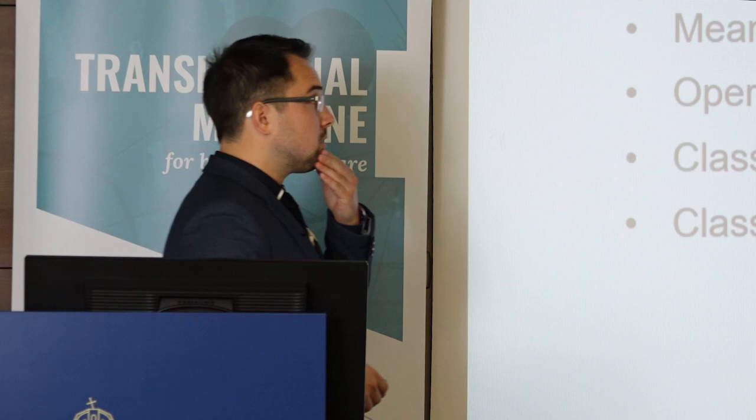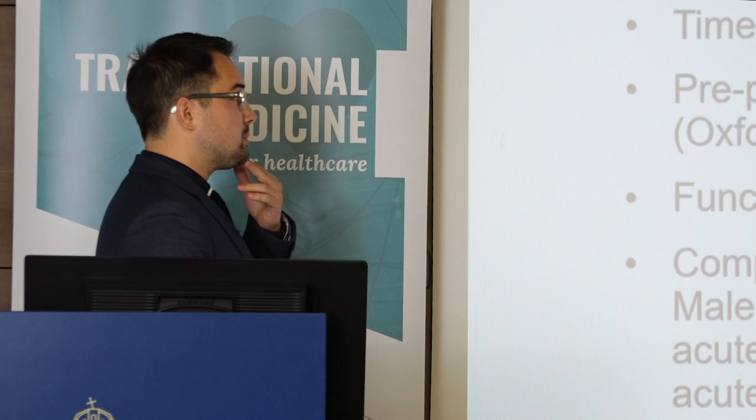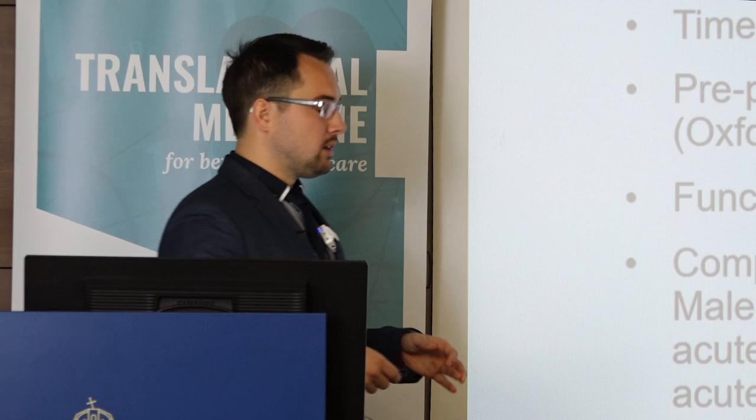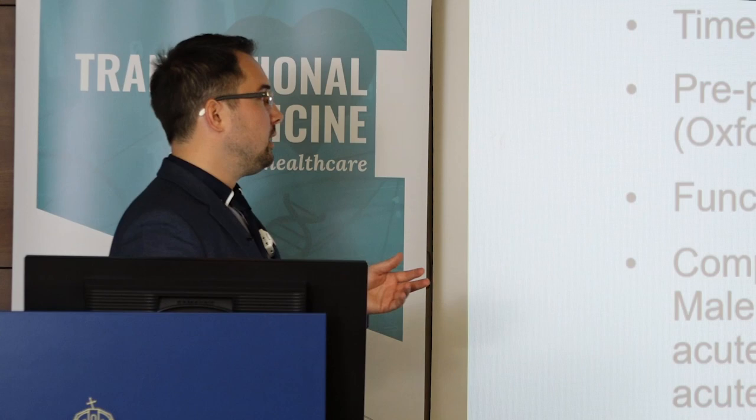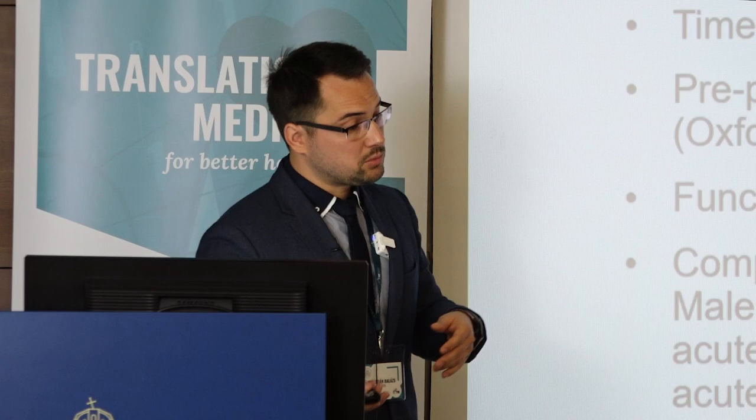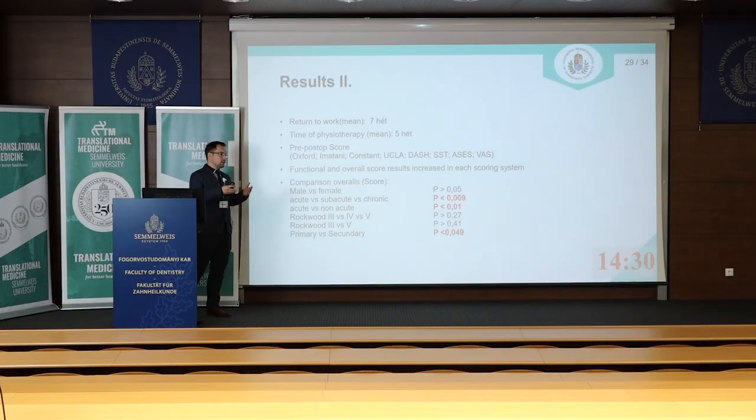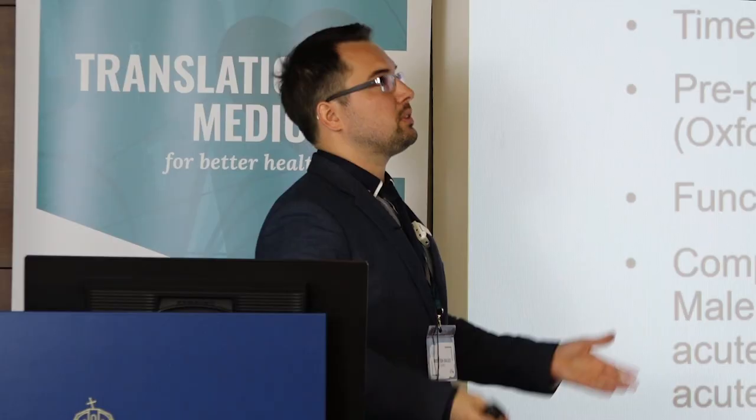It's also a very good question because, as I mentioned before, we were using pre-op and post-op scores: the Oxford, Imatani, Constant, UCLA, DASH, ASES. The problem is that in many studies, they use only the Oxford score or the Constant score. Sometimes they use the Nottingham score. So they were using only one or two scores, and mostly only at the postoperative time, and the preoperative has less information, even in the same article. So it was very hard to compare one article to another because one used the Imatani score and that one used the ASES score. How can I compare them?